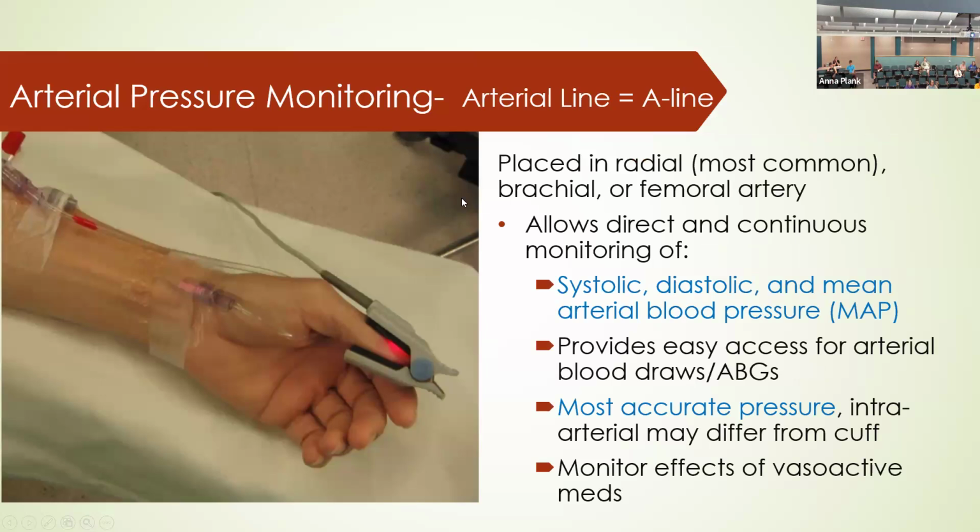Most commonly we put it in the radius, the radial artery here. But just like we talked about, we have to make sure we have the patency of the radial artery, using that Allen test. And what we're gonna do is it's gonna constantly measure our blood pressure, both diastolic and systolic, and our MAP with each heartbeat. It is the most accurate pressure you're going to get. Also, because it's right into that artery, we can use it for ABGs. We can do all sorts of arterial draws off of there, and we don't have to re-poke the patient.